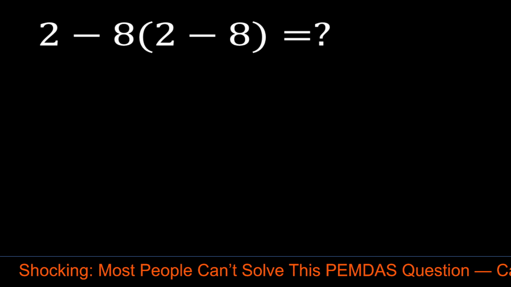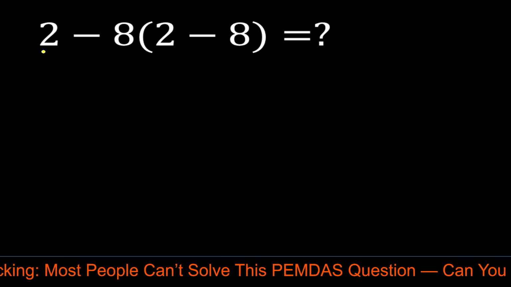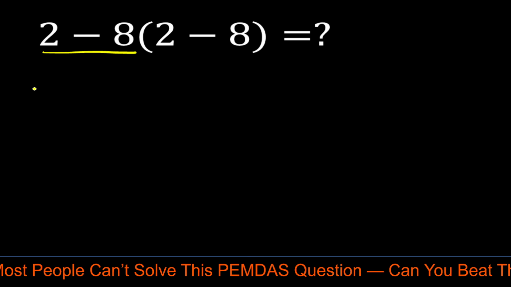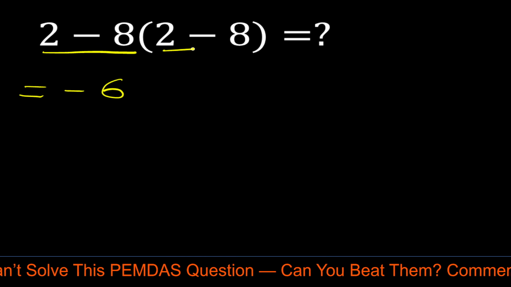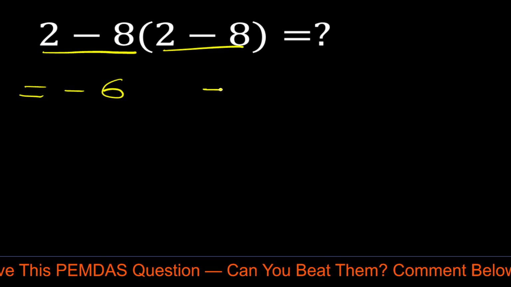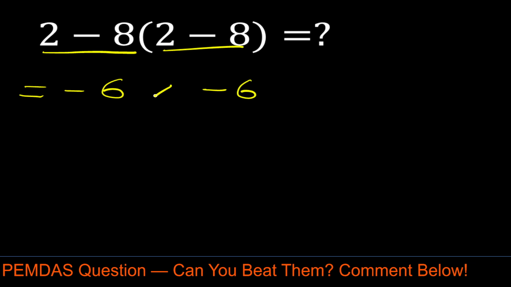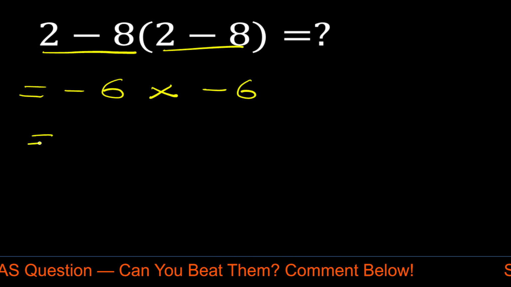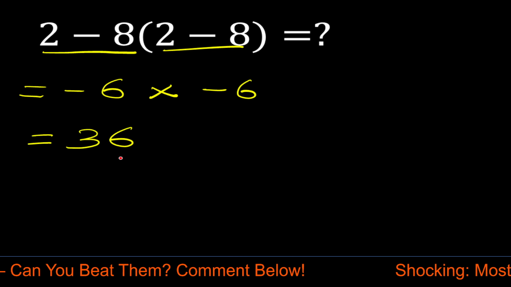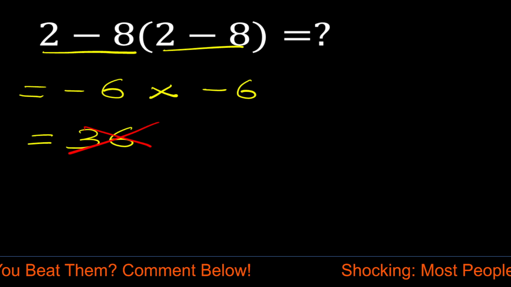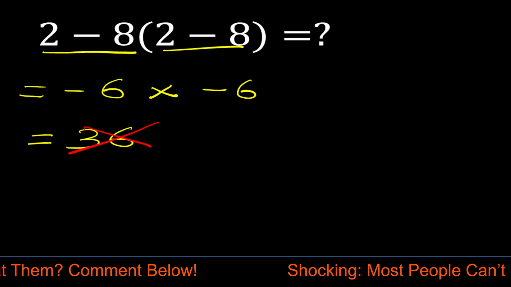So most people solve this question like 2 minus 8. So 2 minus 8 is equal to minus 6, right? Then again 2 minus 8. So 2 minus 8 is also equal to minus 6. Now minus 6 times minus 6 is equal to 36, right? But this answer is not correct. This answer is completely wrong.